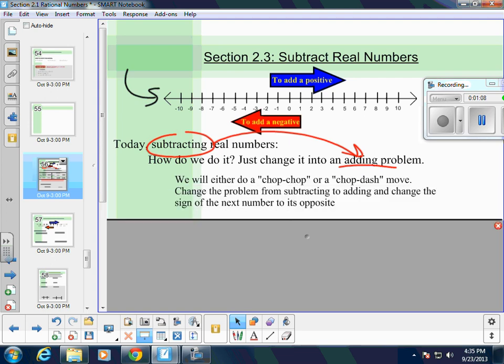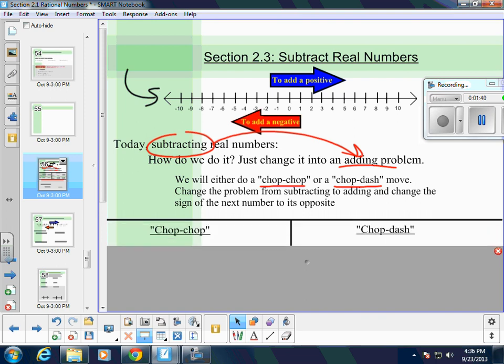I'm going to teach the way that I learned when I was a student learning positive and negative numbers and how to add and subtract them. I learned a method that my teachers called chop chop or chop dash. I'm not sure if they liked karate or were ninjas or what, but that was the method I learned. It shows a way that you can change subtraction into addition, and then if you change the sign of the next number, that will change the problem in a way that you can still get the correct answer, and then it's just an adding problem instead. So that's the method I'm going to use.